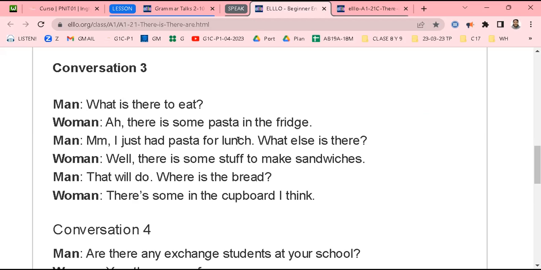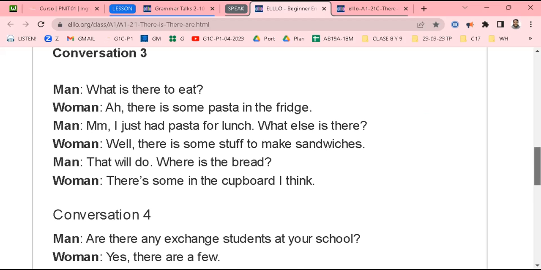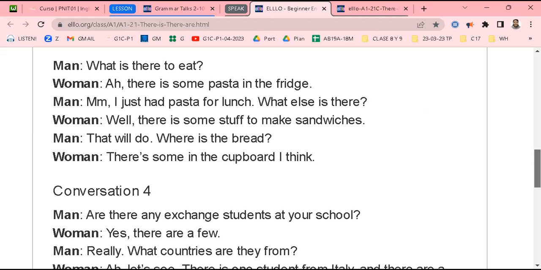I just had pasta for lunch. Okay. Ya comí pasta, right? So I just had pasta. Okay. What else is there? Well, there is some stuff to make sandwiches. That will do. Where is the bread? There's some in the cupboard, I think.